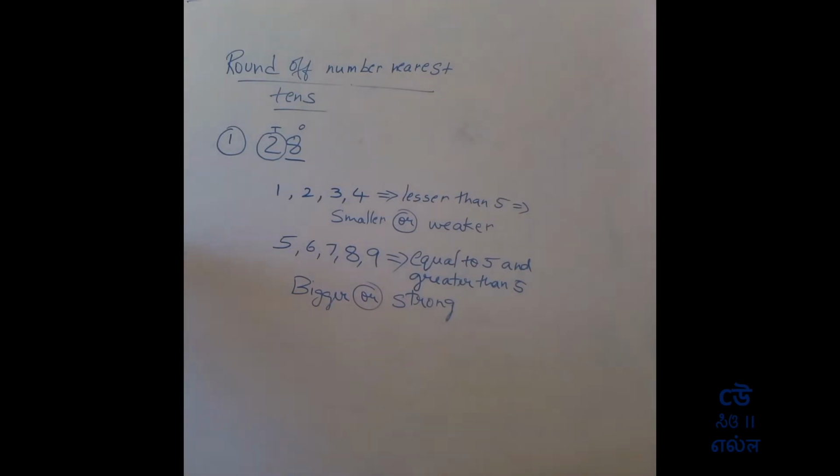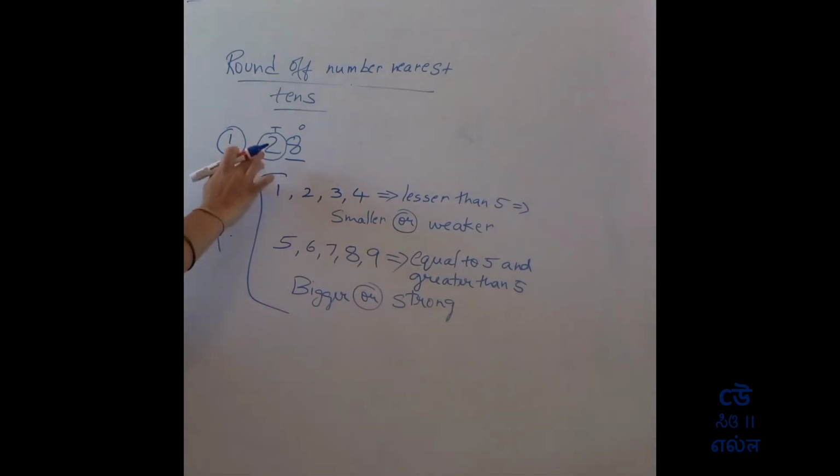So 1, 2, 3, 4 numbers are lesser than 5. We call it as smaller numbers or also weaker numbers. Okay. Next, 5, 6, 7, 8, 9 are greater than or equal to 5. So we call it as bigger number or strong number. Understood children? So this you have to remember. This is very important. To round off to any value, this topic is very important.